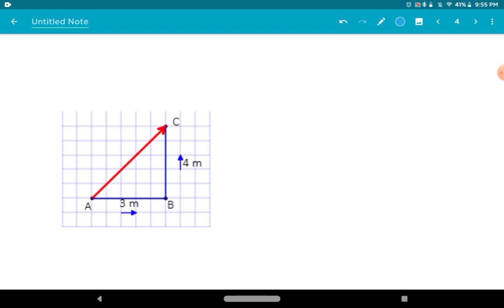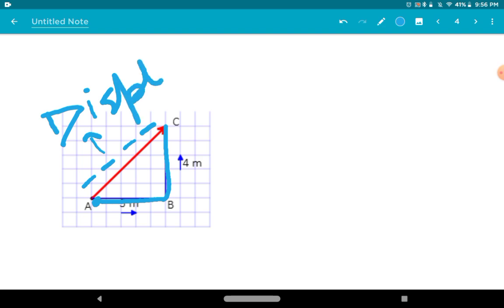So now we will have some questions based on displacement, speed and velocity. So our first question is from displacement: find the displacement of this figure. This is our distance, but we have to find this displacement. So for finding displacement, what is our formula? So let's recall what the formula is.